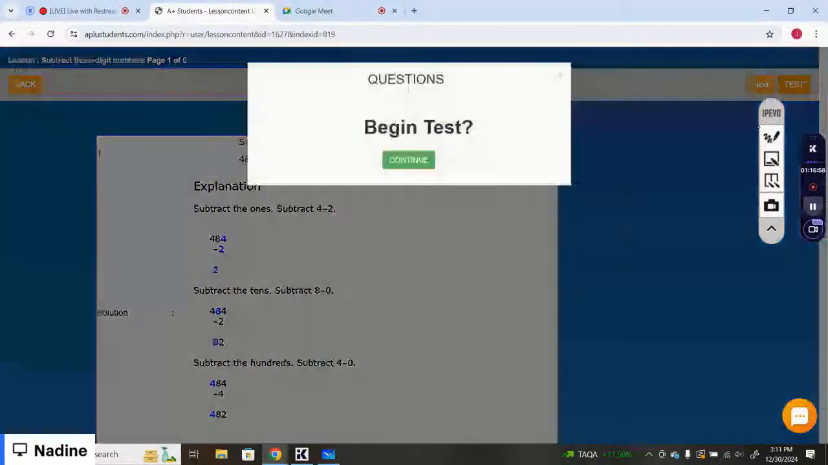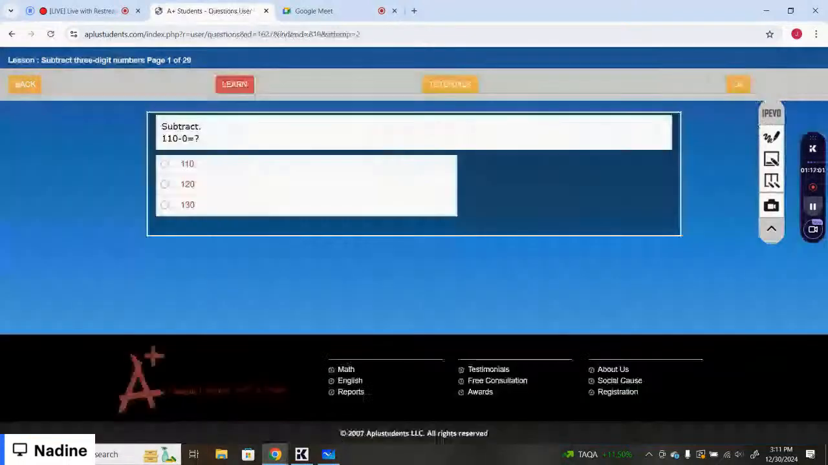Let's just start with the test questions. That is 110 minus 0. Subtracting 0 from any number, the number stays the same. 110 minus 0 is 110. The correct option is option number 1, that is 110.